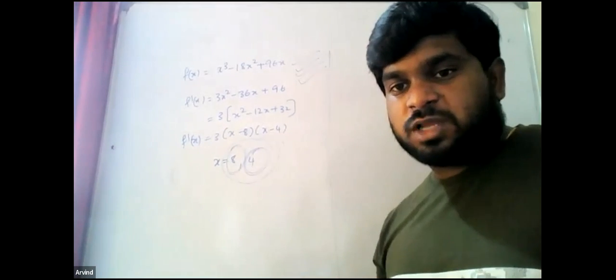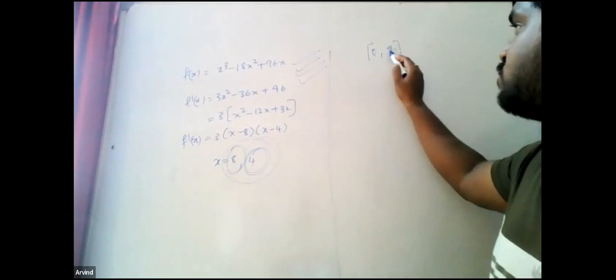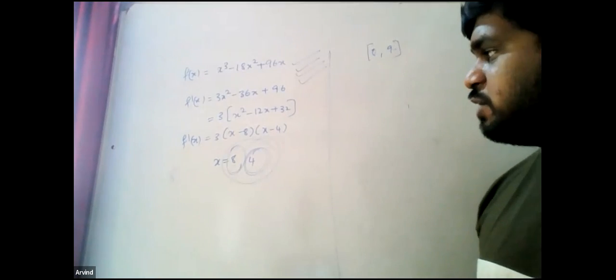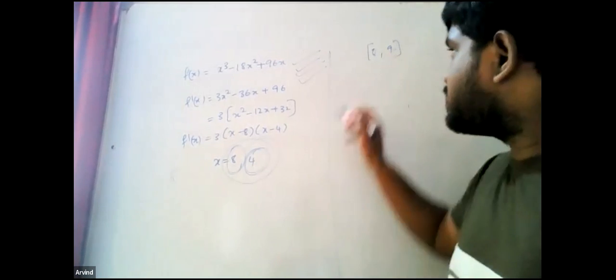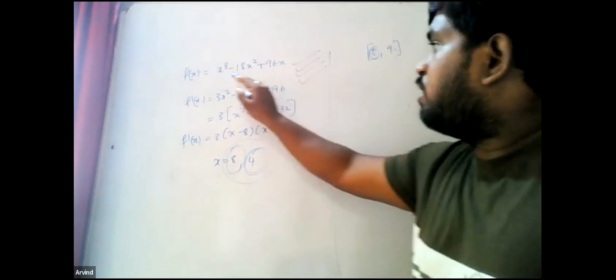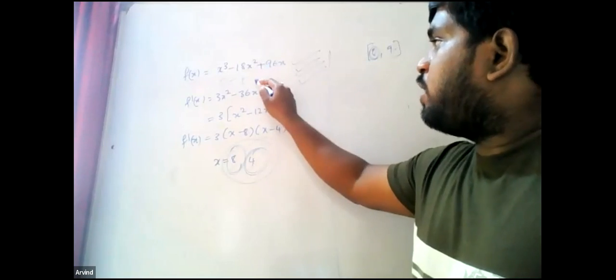It is simply the smallest value, absolute minimum that they have asked. So in all this, these two and these two end points, we have to find. But you can observe, for the other values definitely you will get a greater number. Just observe, if I give 0, 0 cube is 0, 0 into 18 is 0, 0 into 96 is 0.